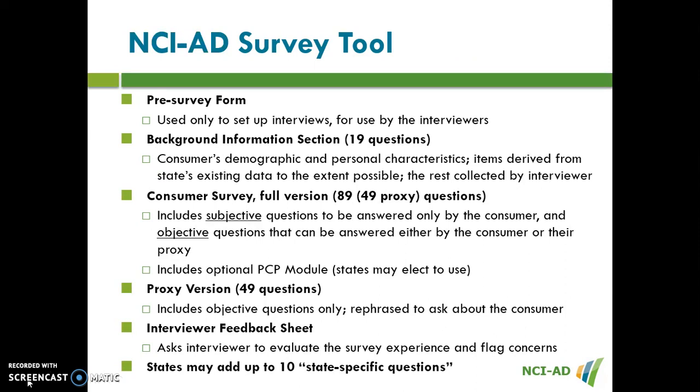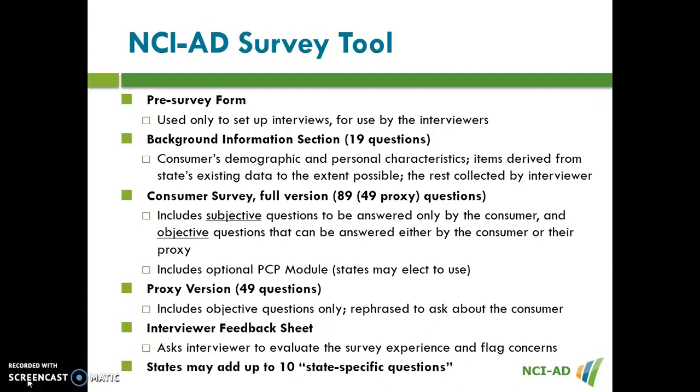So the survey tool has a number of different sections. So we start off with that pre-survey form. This is really that information that is only for you all, the surveyors, to use. This is information that's used to help set up the meeting and is only used before the meeting actually takes place. We then have the background information section. This is 19 questions about the individual's demographics and some personal characteristics. Largely this comes from the state's records pertaining to the individual.